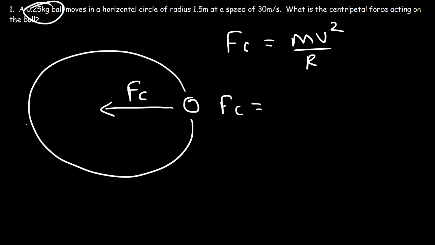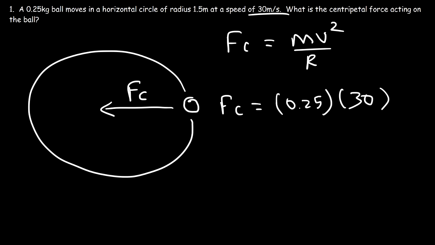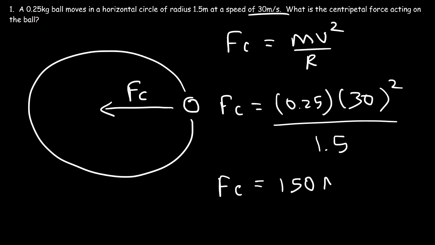We have the mass of the ball, which is 0.25 kilograms, and we have the speed, which is 30 meters per second, and the radius is 1.5. 30 squared is 900, and 900 times 0.25 is 225. If you divide that by 1.5, you're going to get 150. So that's the centripetal force acting on this ball. It's 150 newtons.